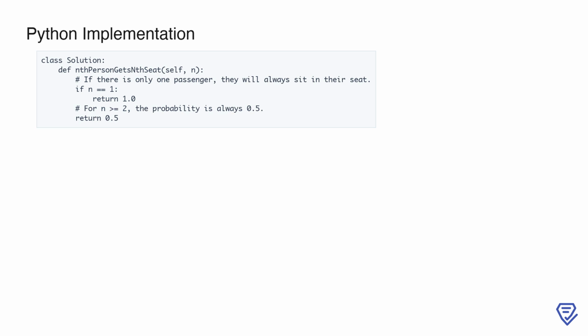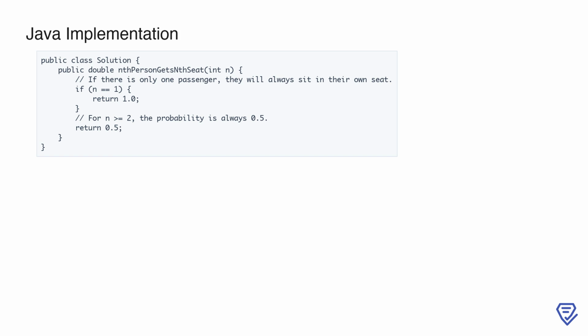This Java implementation mirrors the logic of the provided Python solution. It uses a conditional statement to determine the probability based on the value of n. If n is 1, the probability is 1.0, as the first passenger will always sit in their own seat. For all other cases, n greater than or equal to 2, the probability is always 0.5. The implementation maintains clarity with concise code and adheres to Java conventions such as type declarations and a complete class structure.